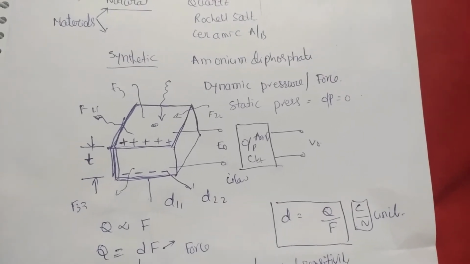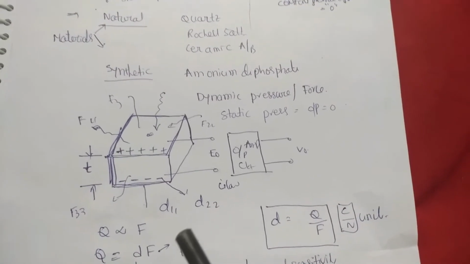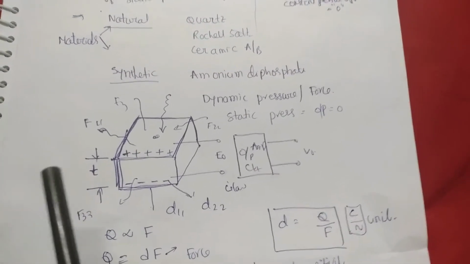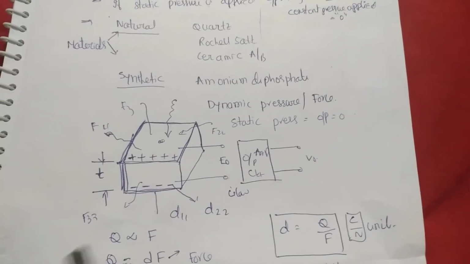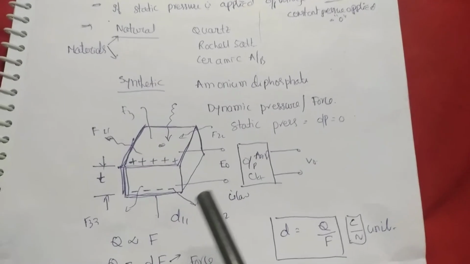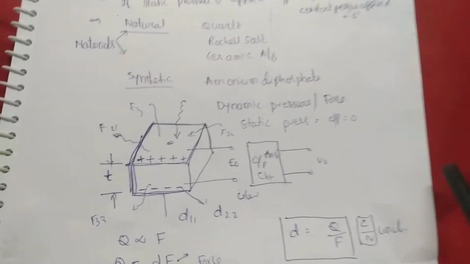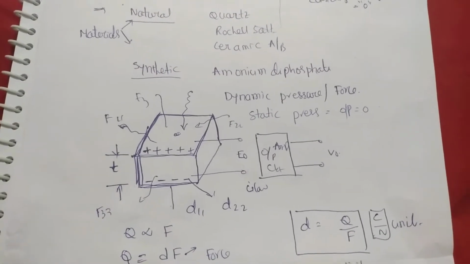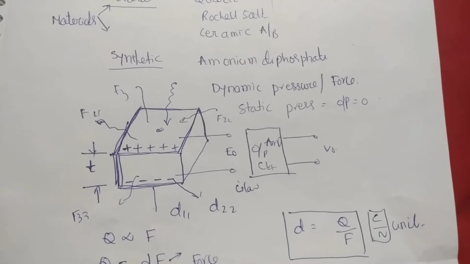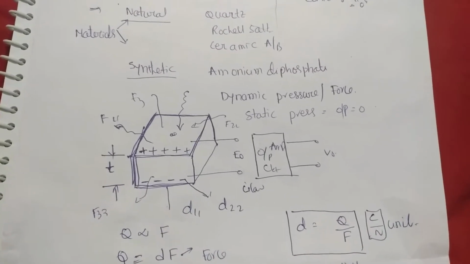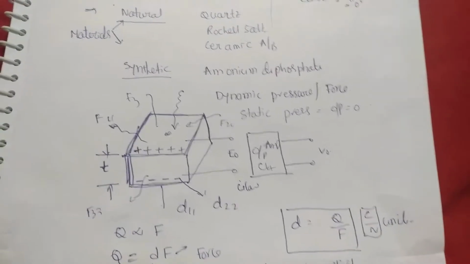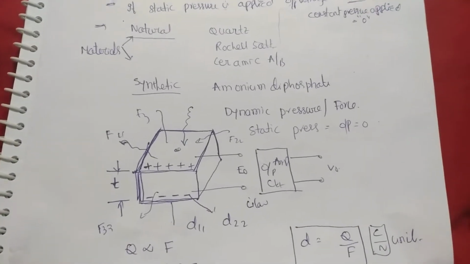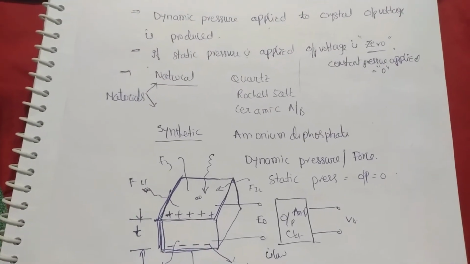The same piezoelectric crystal works as an inverse transducer, meaning you give the input voltage across the crystal surface. Because of the applied voltage, the crystal deforms and produces vibrations at the output. So it is a transducer and an inverse transducer. Voltage is converted into vibrations, and vibrations, pressure or force is converted into output voltage. This is the basic principle of operation of the piezoelectric transducer.